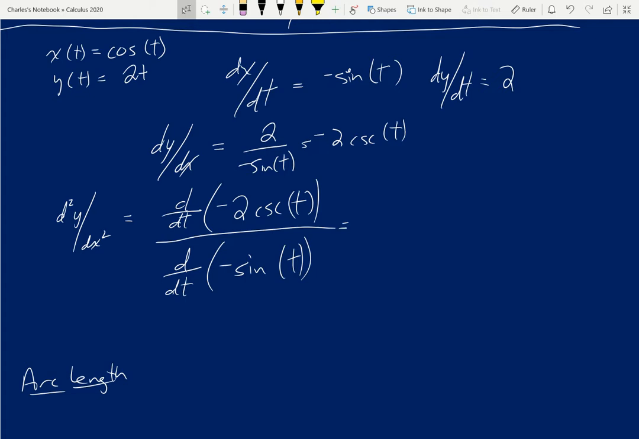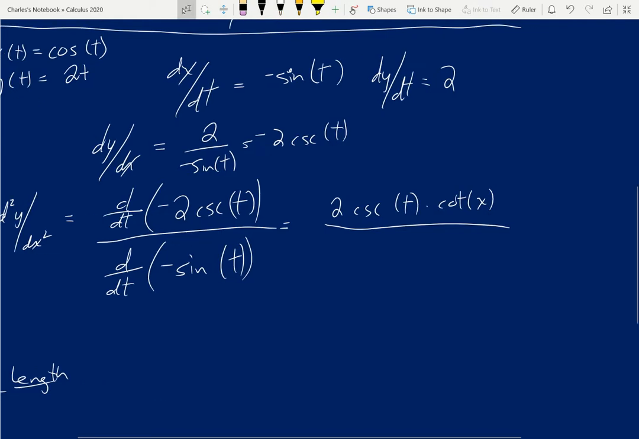What if I do this, I'm going to get, I think the derivative of cosecant is negative cosecant cotangent. I haven't looked that up to make sure that I'm right, so there's always the possibility that I'm wrong. But if I'm right about that derivative, then that should be the derivative of that. Negative sine should become negative cosine.